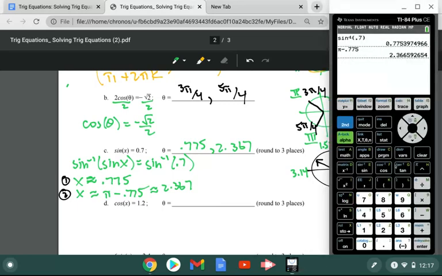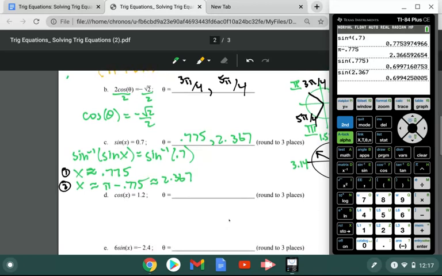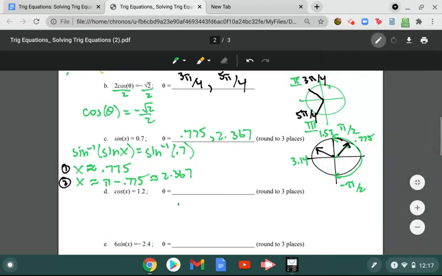So a great way to do this is just go back in, take the sine of 0.775, and you're hoping to get 0.7 back. And we get 0.699, right? We rounded, so we're good with that. The sine of 2.367, which I hopefully rounded correctly. And again, I'm really, really close to 0.699, so you can check your solutions. But I did find my 2 base solutions.